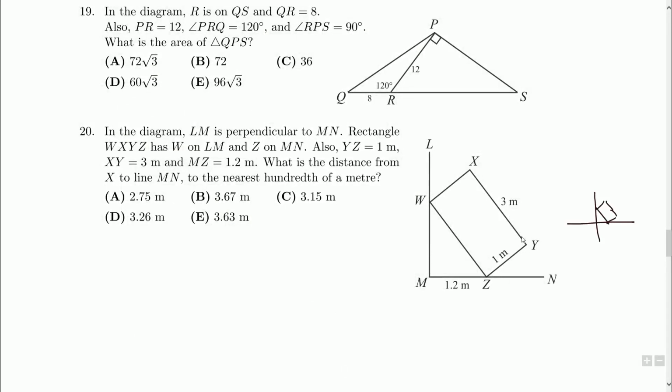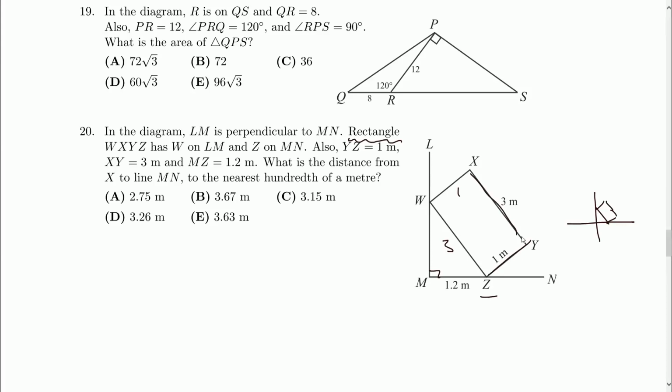Rectangle WXYZ has W on LM, Z on MN, and we know we've got 1 meter here and 3 meters, and we're told it's a rectangle. So that tells me I've got 3 here and 1 here. This is perpendicular. I might start thinking right angle triangles, 30, 60, 90, or not necessarily 30, 60. 30, 60, 90 was the last one, but Pythagorean triples, I might think.